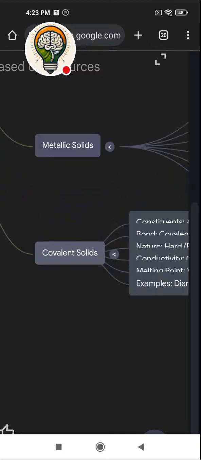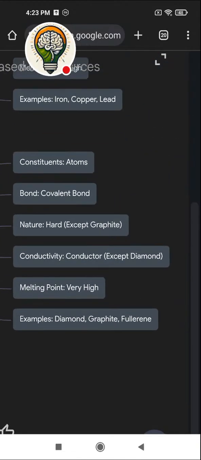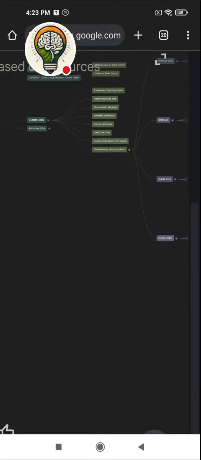Then the covalent solids: constituents are atoms, bond is covalent bond, nature is hard except graphite, conductivity insulator except graphite, and melting point very high. Examples: diamond, graphite, and fluorine are covalent solids.